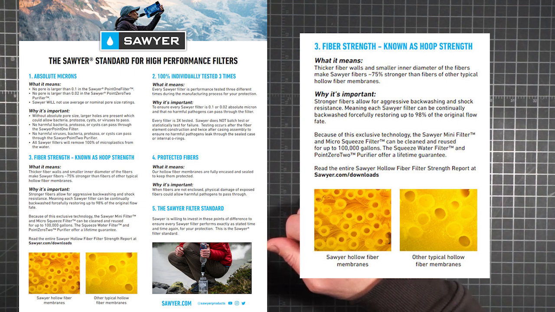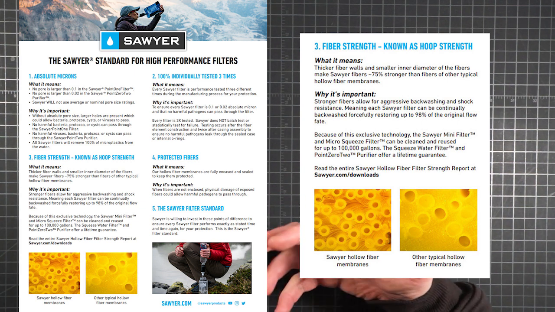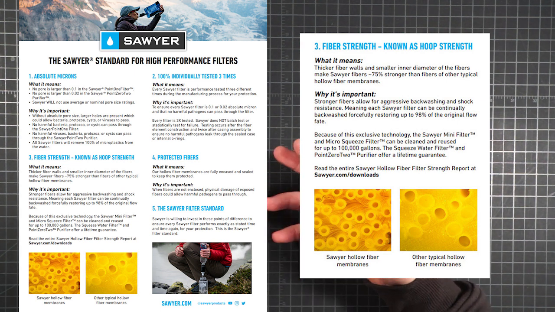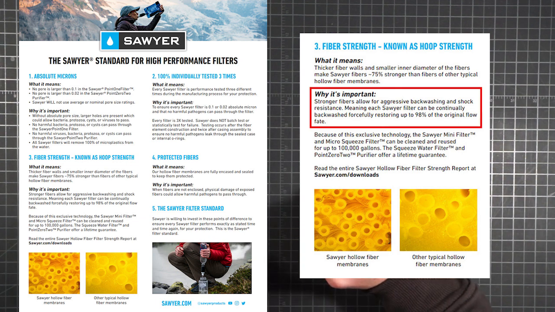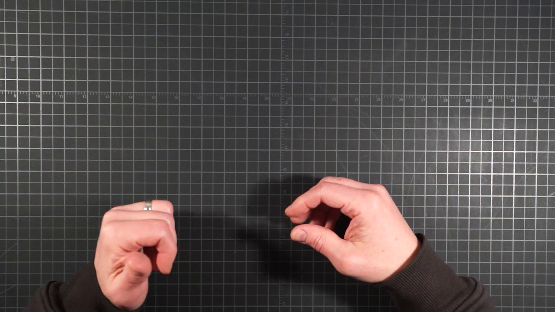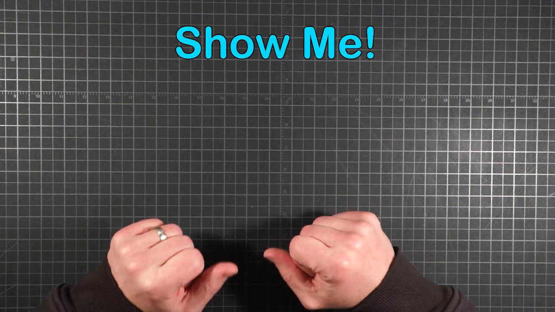And the value of that strength in this context is that it allegedly allows the filter to be backflushed more forcefully and repeatedly than the competition. And Sawyer claims that you can restore up to 98% of the flow rate this way. Sounds good, but the skeptic's motto is, show me.